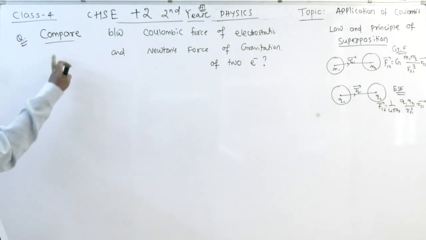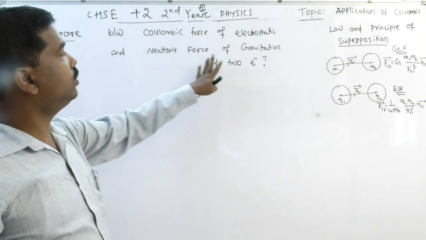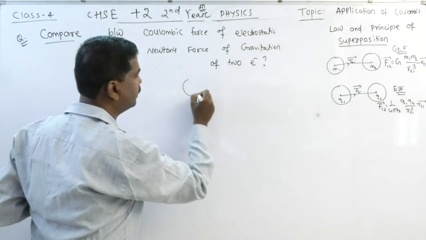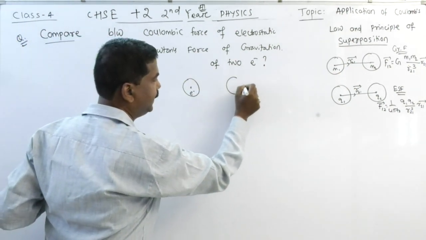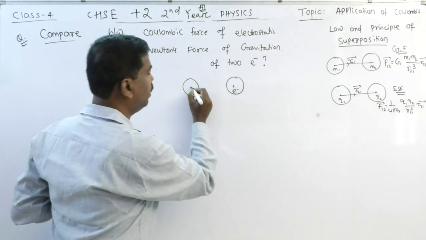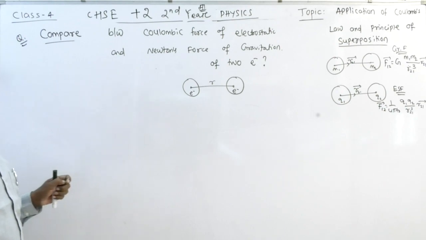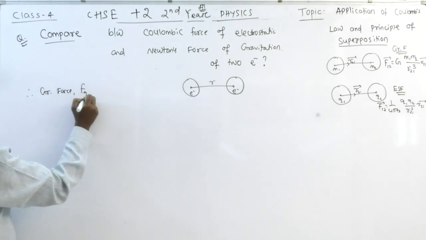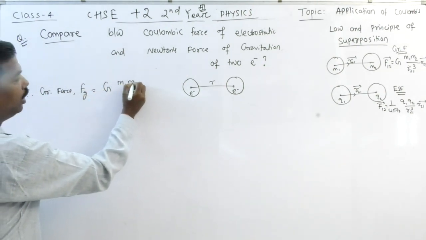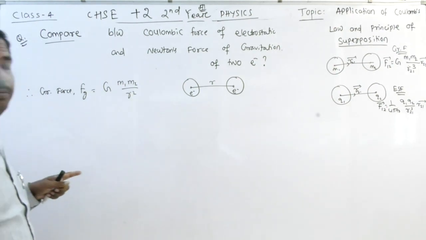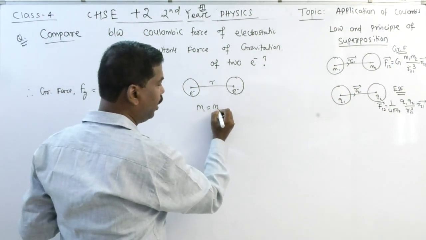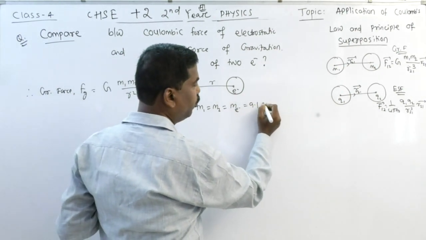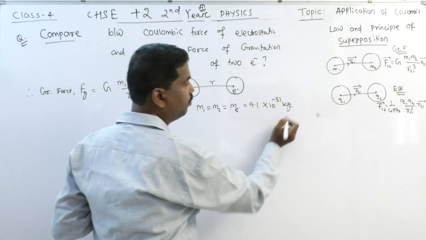Question. Compare the Coulombic electrostatic force and Newton's force of gravitation of two electrons. Let us imagine this is an electron and also this is an electron, separated by a distance r. So the gravitational force I can write as Fg equal to G m1 m2 by r square. Clear? So m1 is equal to m2 is equal to the mass of electron, and it is found to be 9.1 into 10 to the power minus 31 kg.